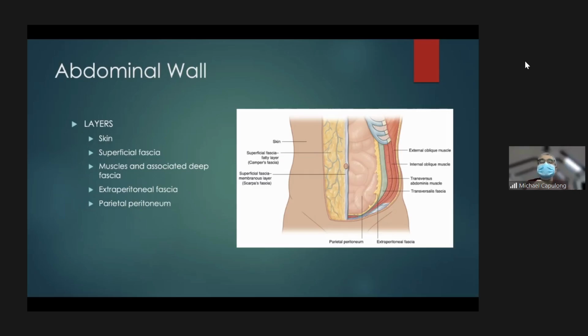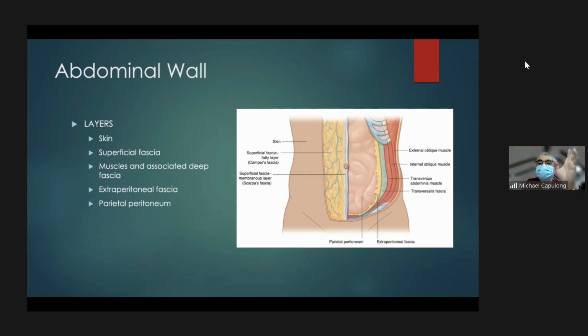And make use of our cadavers. But anyway, these are the layers of the abdominal wall that you will encounter as you go inside the abdominal cavity. You have the skin, of course, the most superficial covering, your superficial fascia, your muscles, your extraperitoneal fascia, and your parietal peritoneum. So you will be going through each and every layer as you go inside the abdominal cavity.